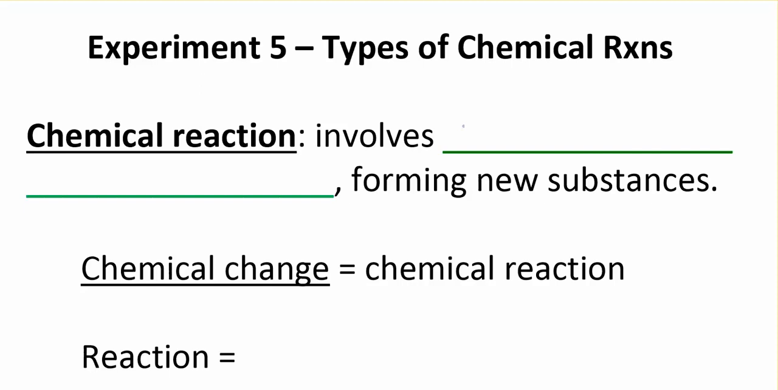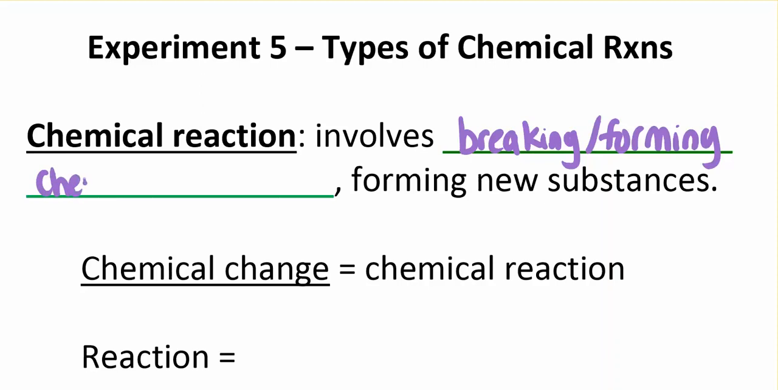In experiment 5, we're going to be looking at different types of chemical reactions. So first of all, we need to understand that a chemical reaction involves breaking or forming new bonds and forming new substances, as opposed to a physical change where there's no new substances being formed.